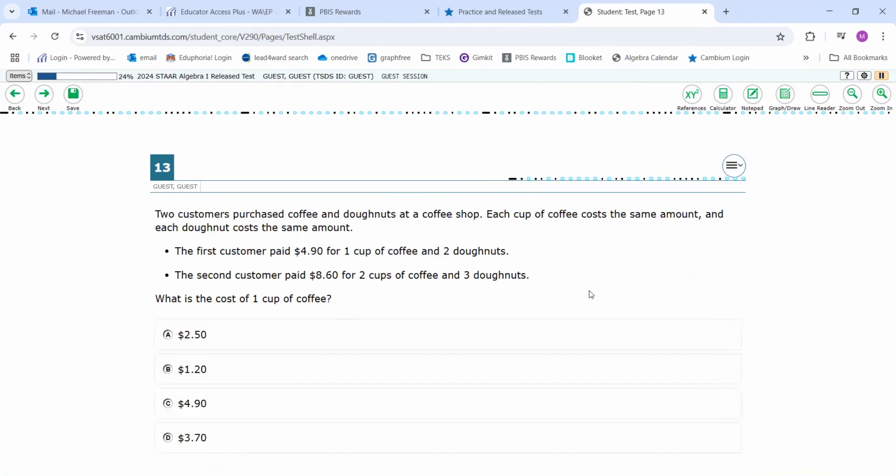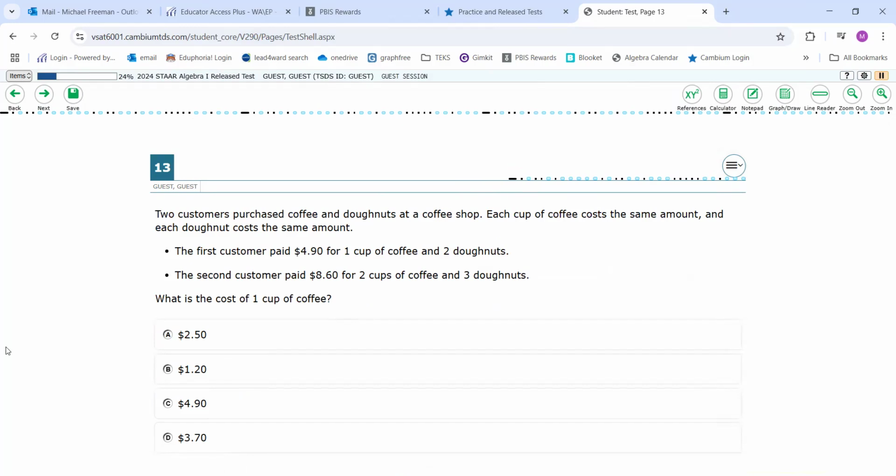All right. Two customers purchase coffee and donuts at a coffee shop. Each cup of coffee costs the same amount, and each donut costs the same amount. The first customer paid $4.90 for one cup of coffee and two donuts. The second customer paid $8.60 for two cups of coffee and three donuts. What is the cost of one cup of coffee?